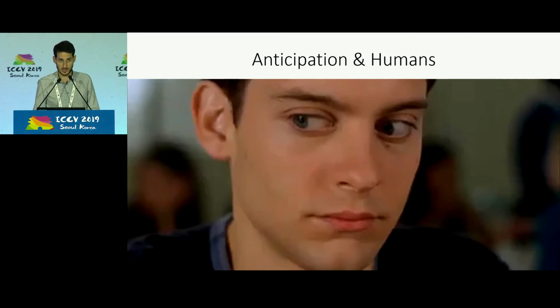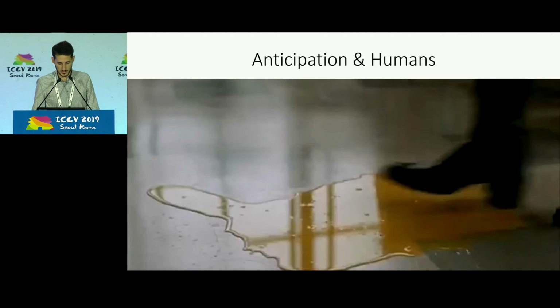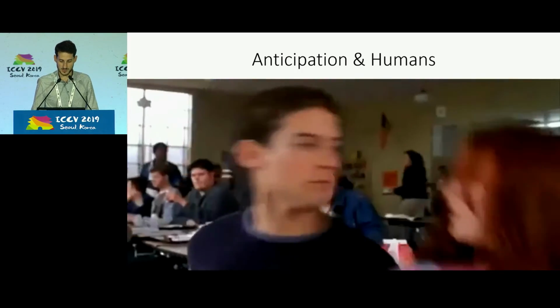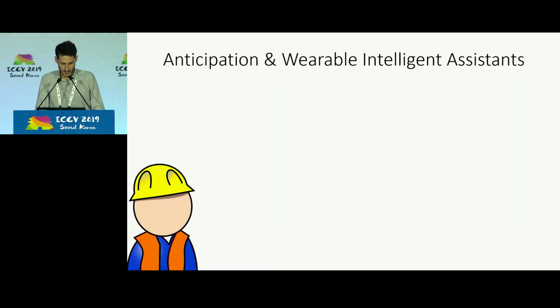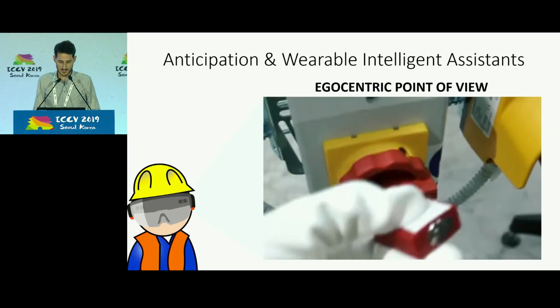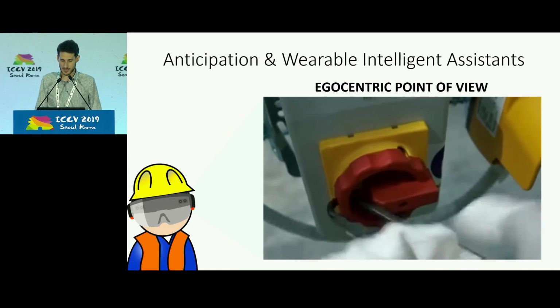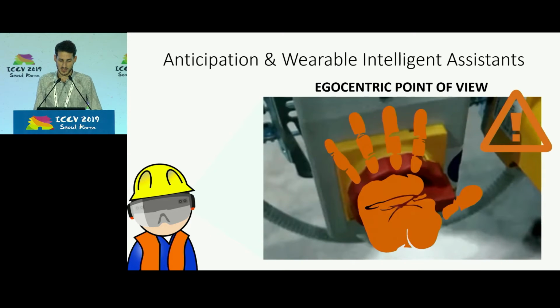Humans have remarkable abilities to anticipate what is going to happen in the near future. We use these abilities on a daily basis to deal with a continuously changing environment and to interact with each other. Anticipation abilities are fundamental also for machines, especially when they are designed to interact with humans. For instance, consider a worker equipped with a wearable device. It would be ideal if such a wearable assistant could anticipate the user's next moves and give an alert whenever a potentially dangerous action is about to be performed.